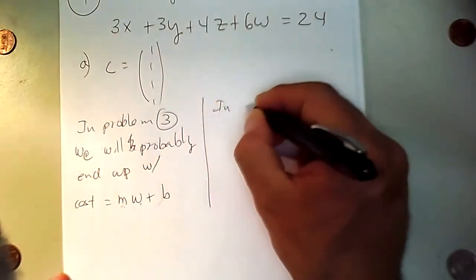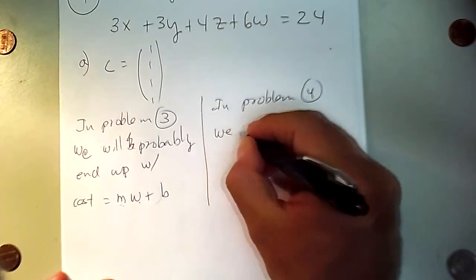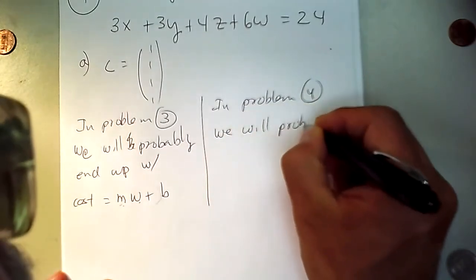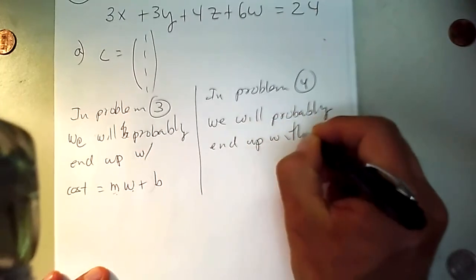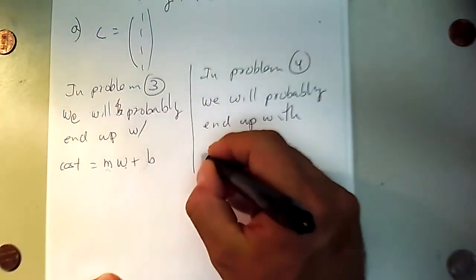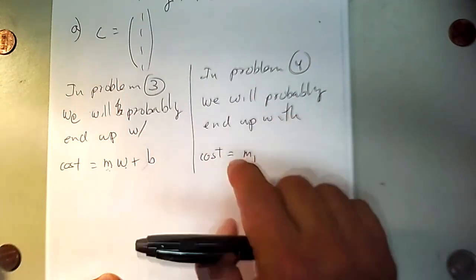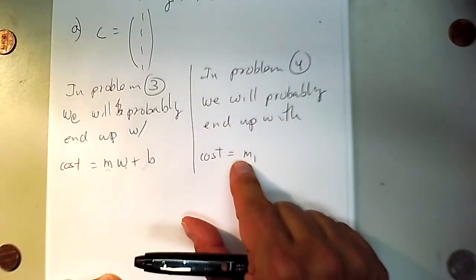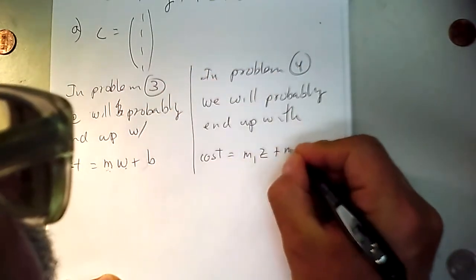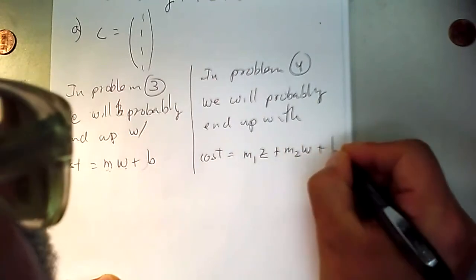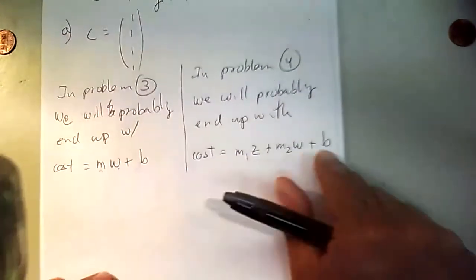In problem 4, in contrast, we will probably end up with the cost being M1 of Z, so a slope for Z, plus a slope for W, plus some B. This B has nothing to do with those two. It's just another B.